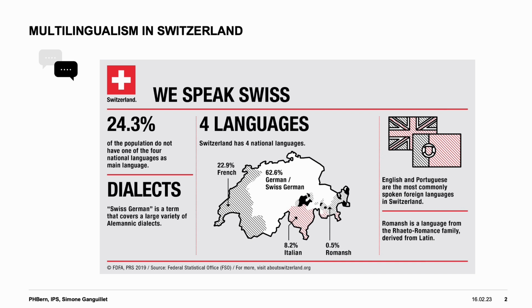You can see the proportions of the languages in the middle. But I would like to point out that 24% of the population, as you can see on the left-hand side, do not have one of the four national languages as a main language.